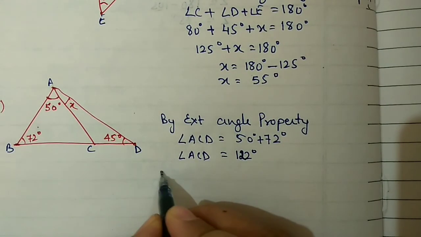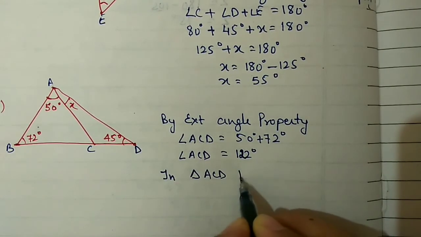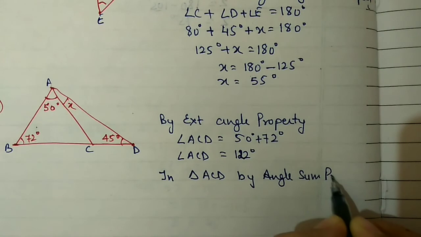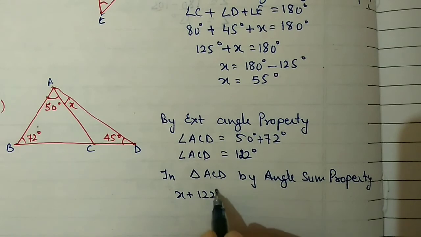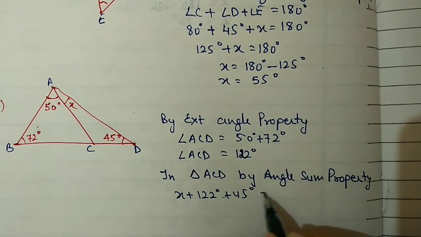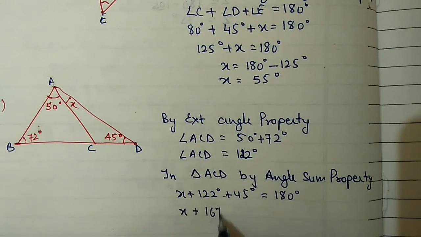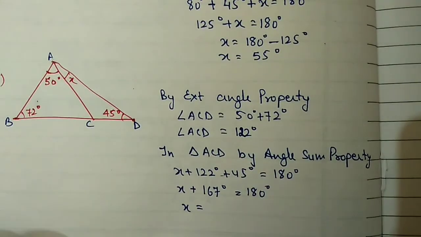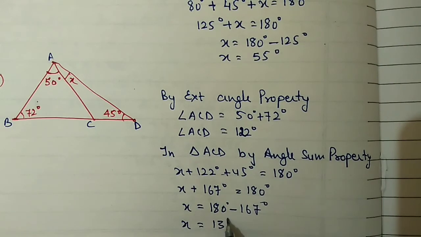Now in this triangle ACD you can use the angle sum property. In triangle ACD by angle sum property, x plus 122 plus 45 is equal to 180 degrees. So x plus 167 is equal to 180 degrees. So the x value will be 180 minus 167. So the x value will be 13 degrees.